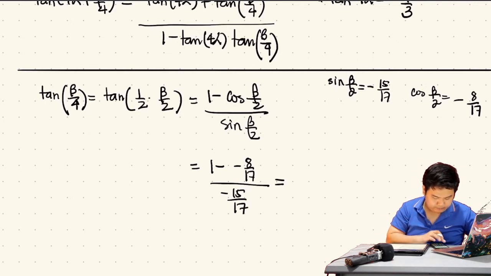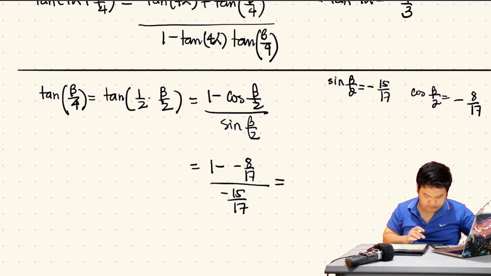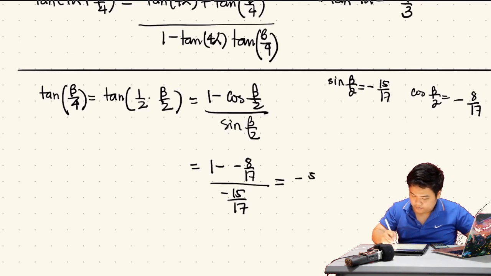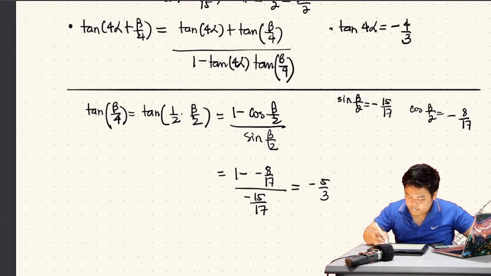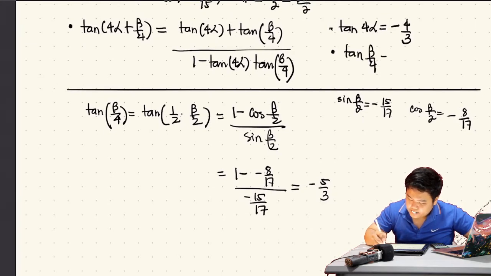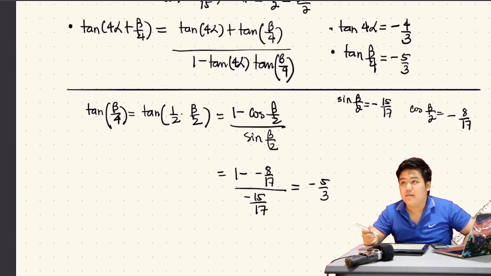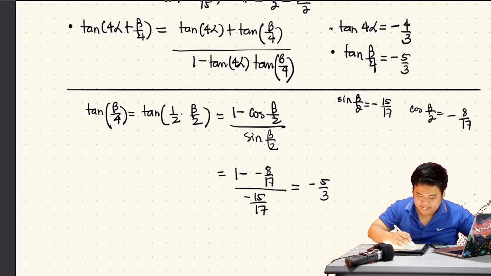So, it is 1, 8. So, when you simplify, you should get a negative 5/3. Okay? So, tangent beta over 4 is negative 5/3. Okay, hindi pa tayo tapos.